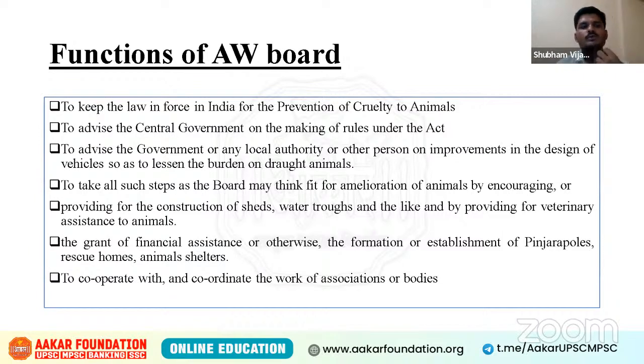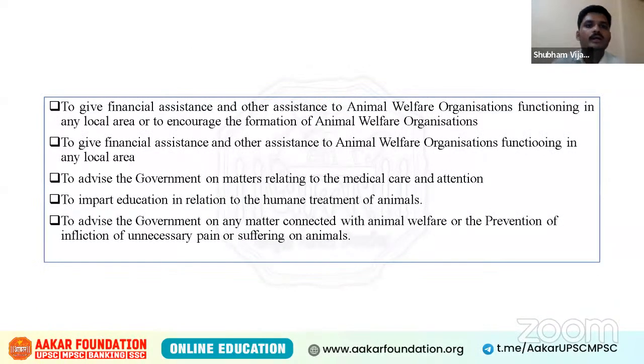Then they have to cooperate with and coordinate the work of associations or bodies, so they also have to cooperate with other such authorities. Then a few more are there: financial assistance and other assistance to animal welfare organizations also. Actually, so many other organizations are working. Later on, we will take those organizations' names. So providing financial assistance to those organizations is one of the roles.